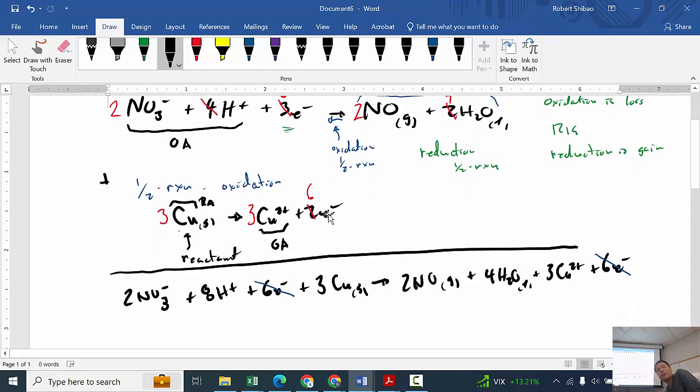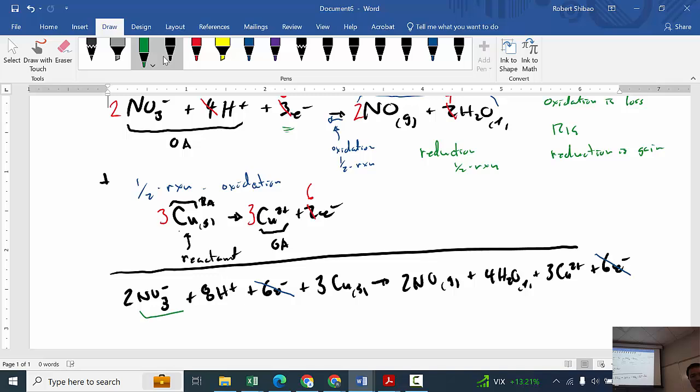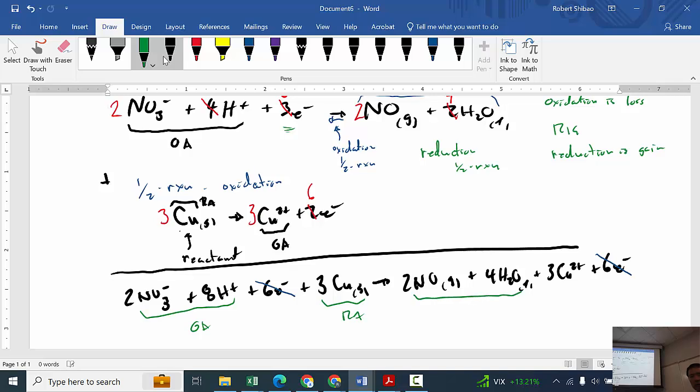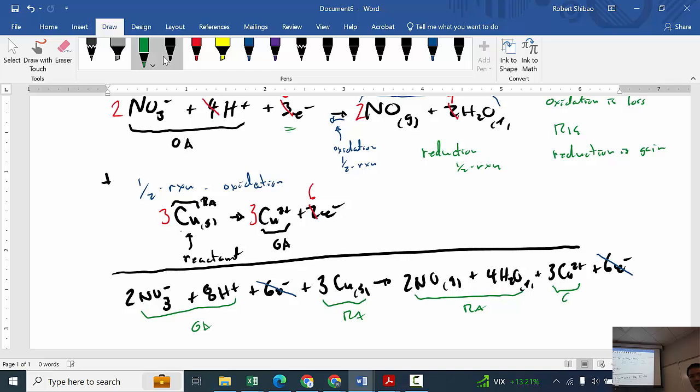So what we do here in this reaction, before I get too far, I'm going to label this over here. This is my oxidizing agent on the left. This is my reducing agent on the left. And then on the right, this will be my reducing agent, and this will be the oxidizing agent. And then what we do is we compare the two oxidizing agents, nitrate in acid versus copper 2 plus.